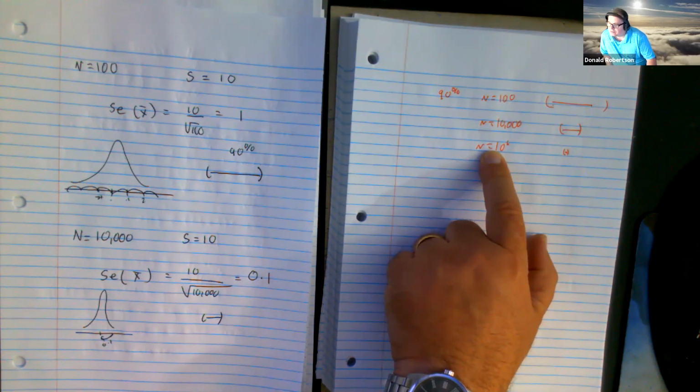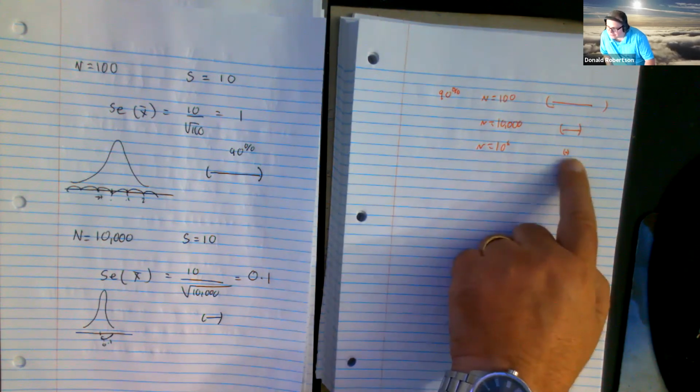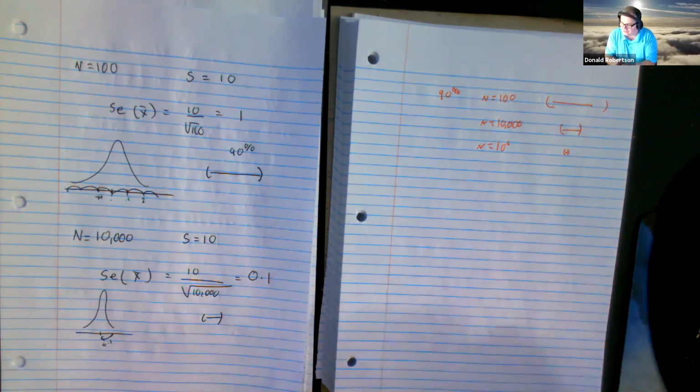Does that seem logically sensible? That the more people you ask, the more accurate your answer is, and so the narrower your interval is going to end up being, because you're really, really sure that it's somewhere in a very tight area.